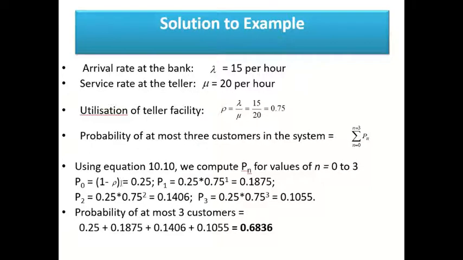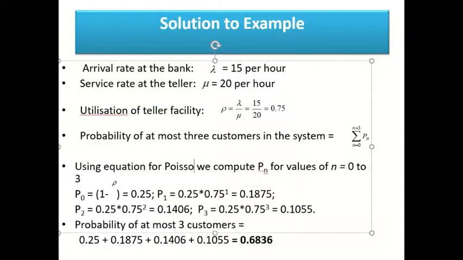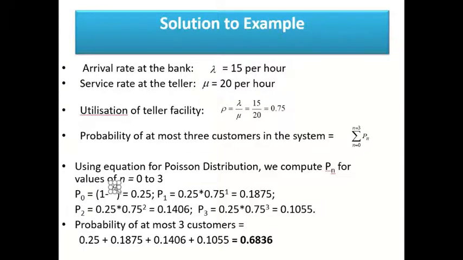So the probability of 0 customers is given by this equation for the Poisson distribution, which was given in the earlier slide which we have just seen. We will be utilizing that, and we compute the value of probabilities for n varying between 0 and 3. The first is for no customers being there, and we get the probability as 0.25.